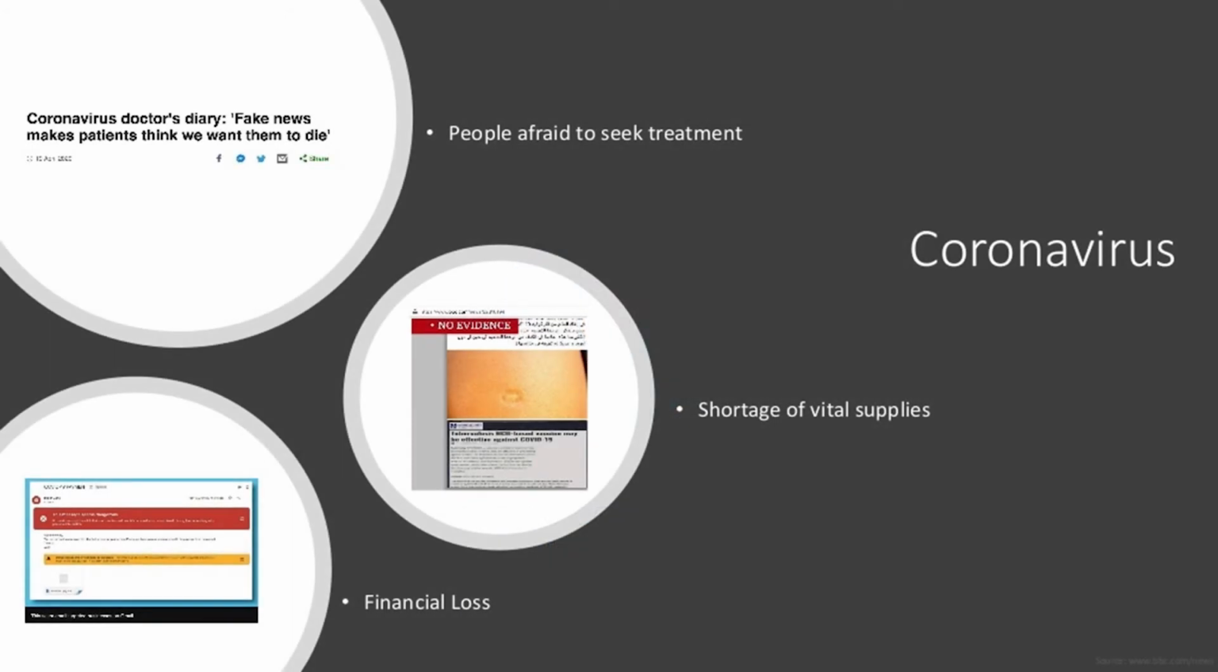Now, there's been a massive spike in COVID-related cybercrime. As we're just starting to come out of lockdown, we'll consider the COVID approaches. So we're going to look at three here. Take the first example. Fake news makes patients think we want them to die. Fearful headlines spread fast and wide, and the traffic generated by fake news sites results in massive revenue streams.